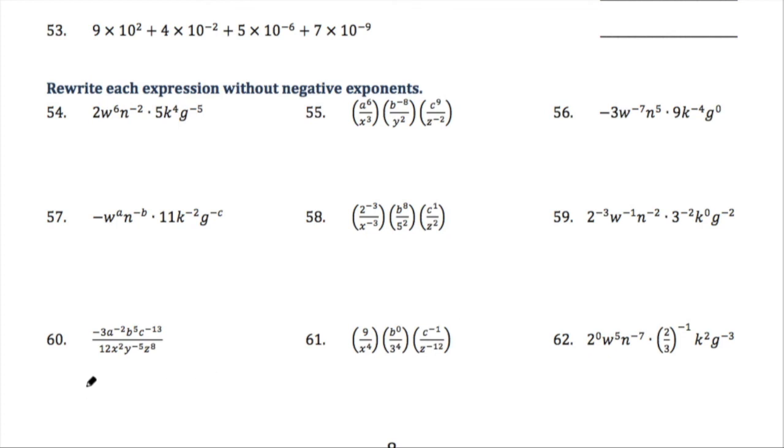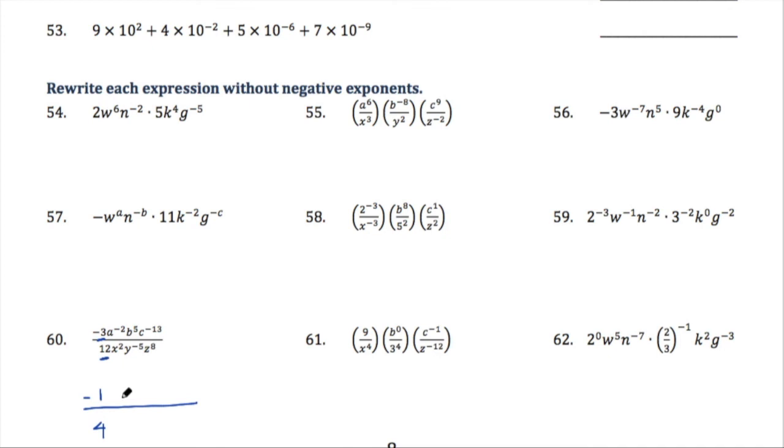Looks mean and evil. It's not so bad. So I see negative 3 up here and 12 down here. Well, that's a fraction still. So I'm going to go ahead and throw my fraction line there, but I'm going to simplify this fraction. Negative 3 and 12, that would be negative 1 over 4. Great, so I took care of the coefficients.